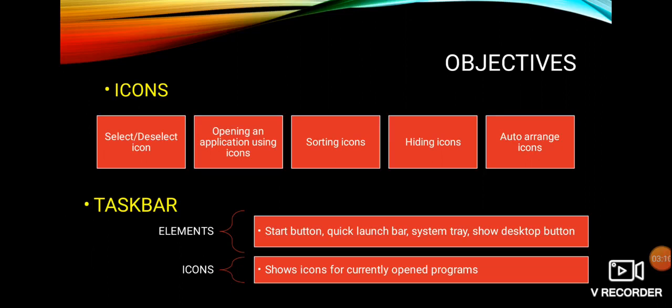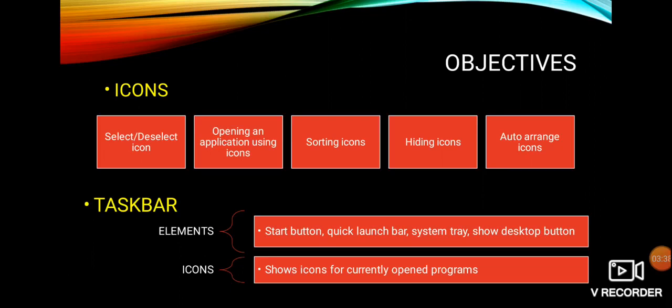Under this topic we are going to deeply discuss the options and functionalities. In icons it contains 5 types of options. Here you can select and deselect the icons, open an application using an icon, sort icons, hide icons, and auto arrange icons.